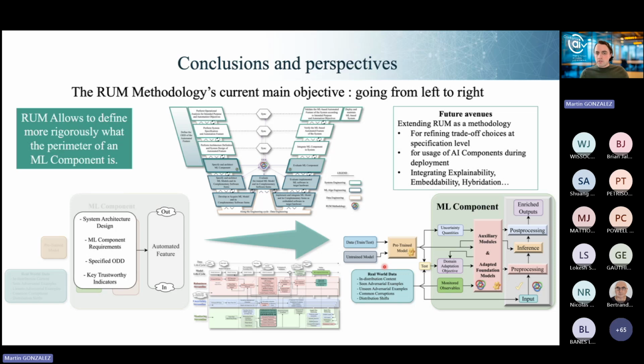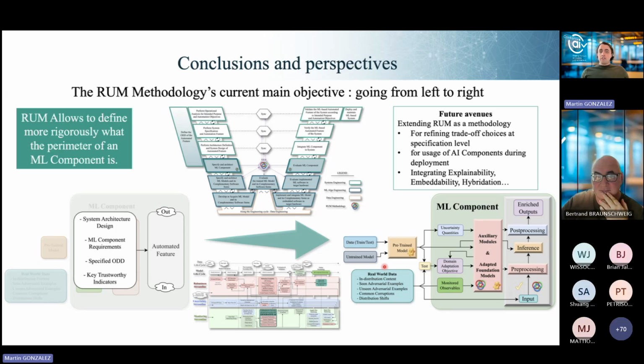And future avenues for this would be to extend this methodology to one for refining trade-off choices at specification level already, for usage of AI components during deployment, because all of this that I told you is yet a completely different story when AI components are deployed. And also integrating other streamlines that can appear, such as explainability streamlines or embeddability ones, hybridization ones, and so on.